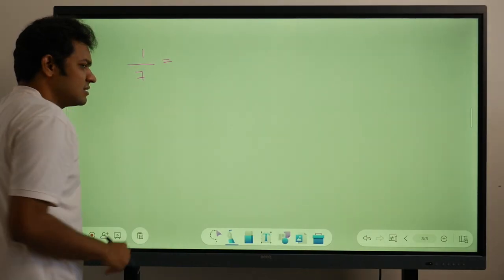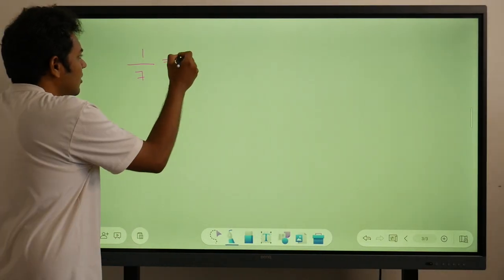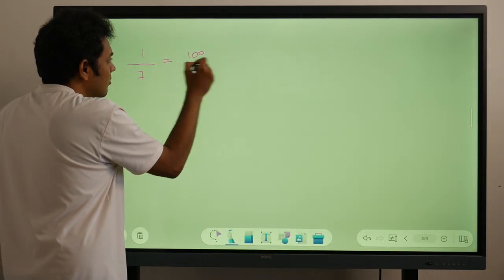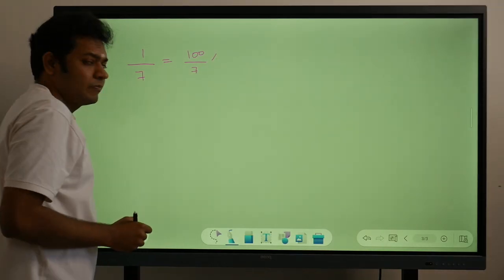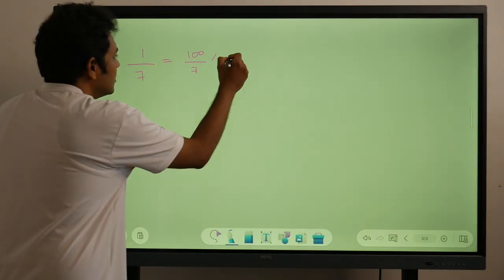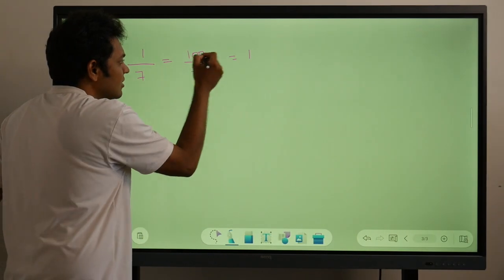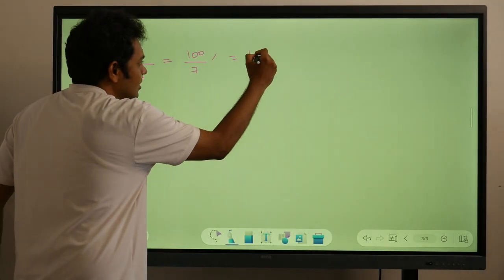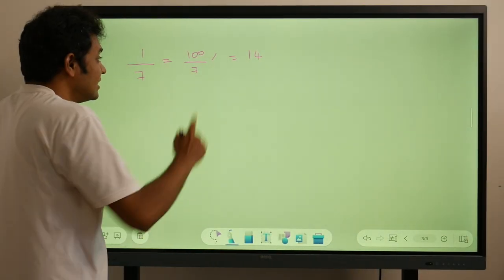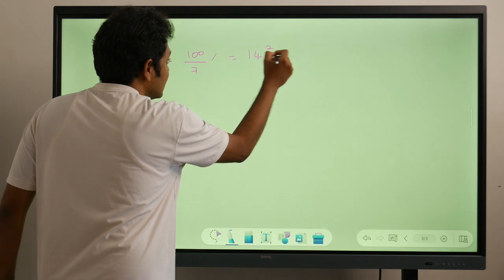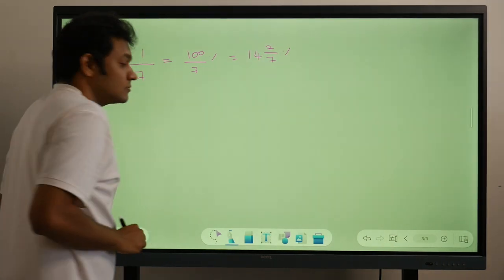What is 1 by 7? We have to just multiply by 100%, so 100 by 7%. How do you divide this? 1 7 is 7, carry 3. 4 7s are 28, balance is 2. So can I say it's 14 2 by 7%?